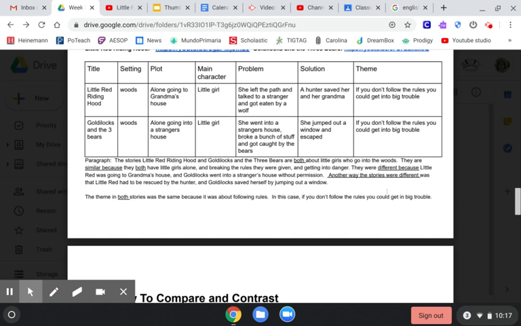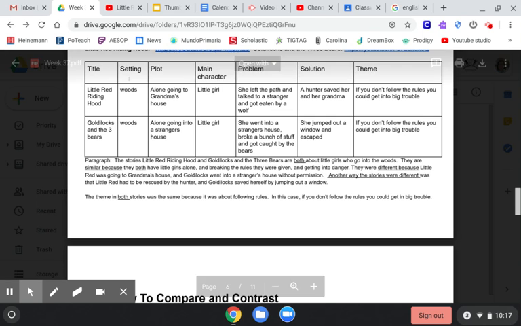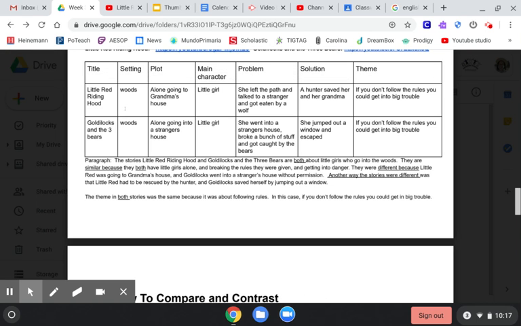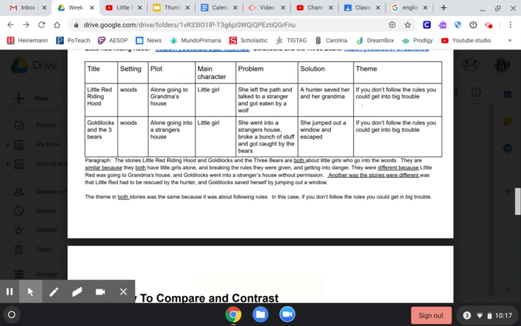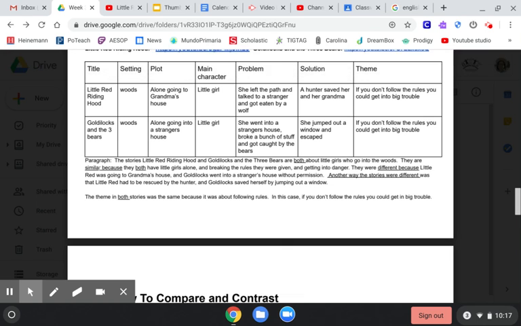So, this is after I considered everything. I look over here and I notice, okay, what is something that they both have in common? Well, it looks like they both happened in the woods. They're both about a little girl, and they're both about something where they broke some sort of rule. Okay, so the paragraph.